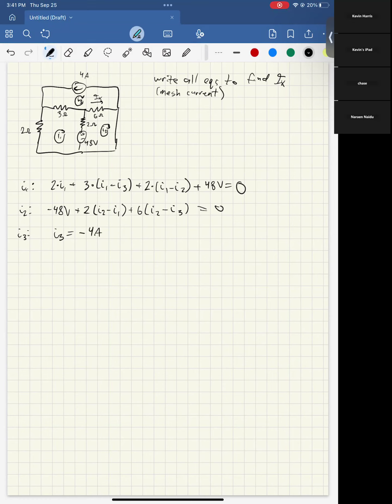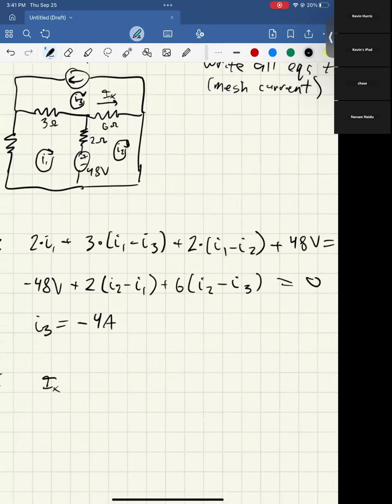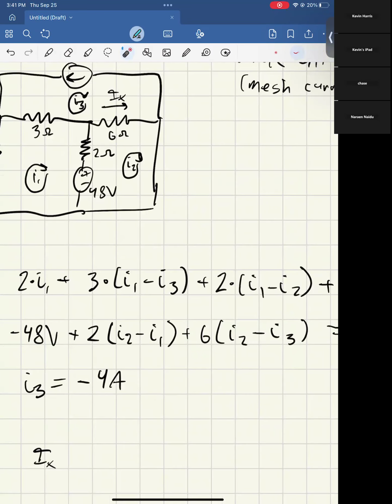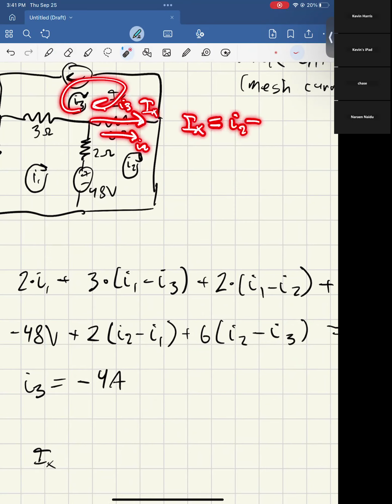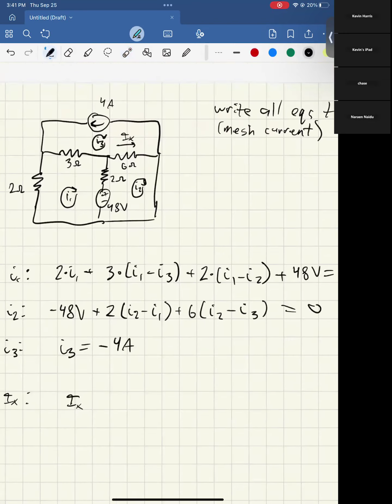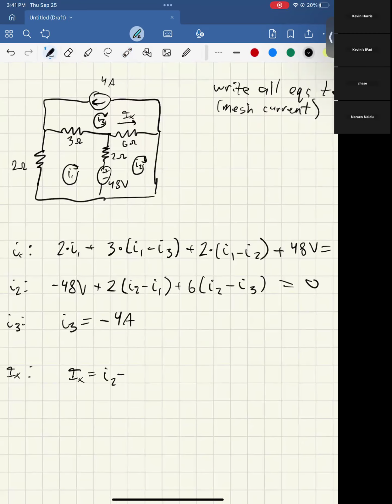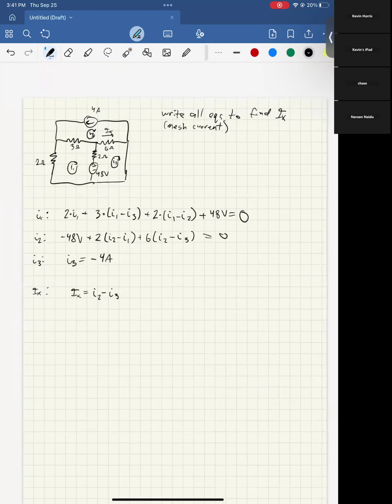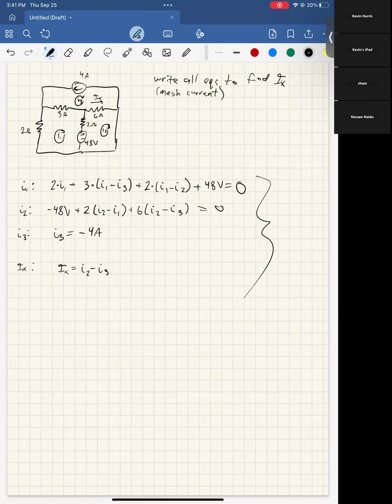And then last but not least, we have to say the dependent source. So Ix, if we look at this, okay, it is Ix is defined as going that way. We have I2 going this way, and I3 is going the other way, right? Because it goes like that. So if we're looking for an Ix in this direction, and I2 is like this, and I3 is like this, then Ix is going to be equal to I2 minus I3, just based on the direction of those arrows. And then this would be your final answer with those 4 equations.